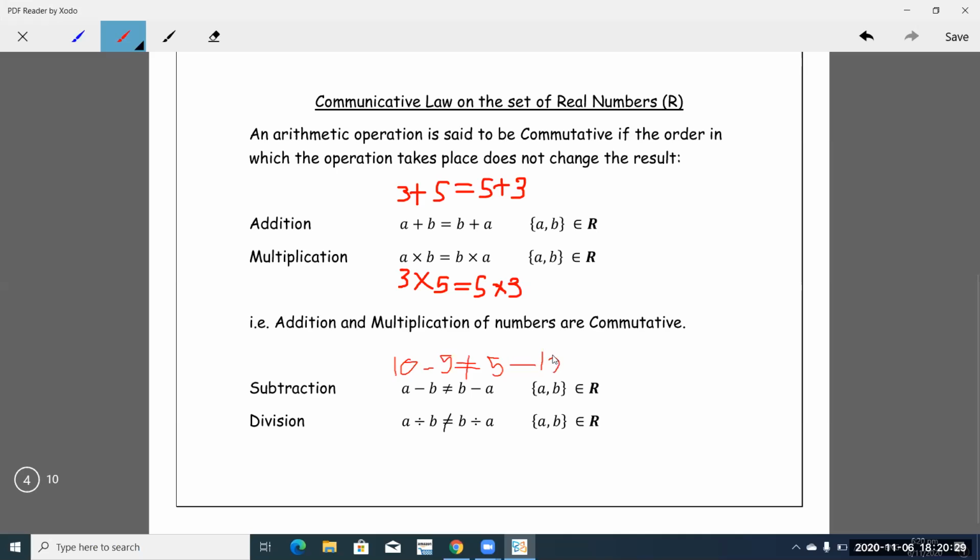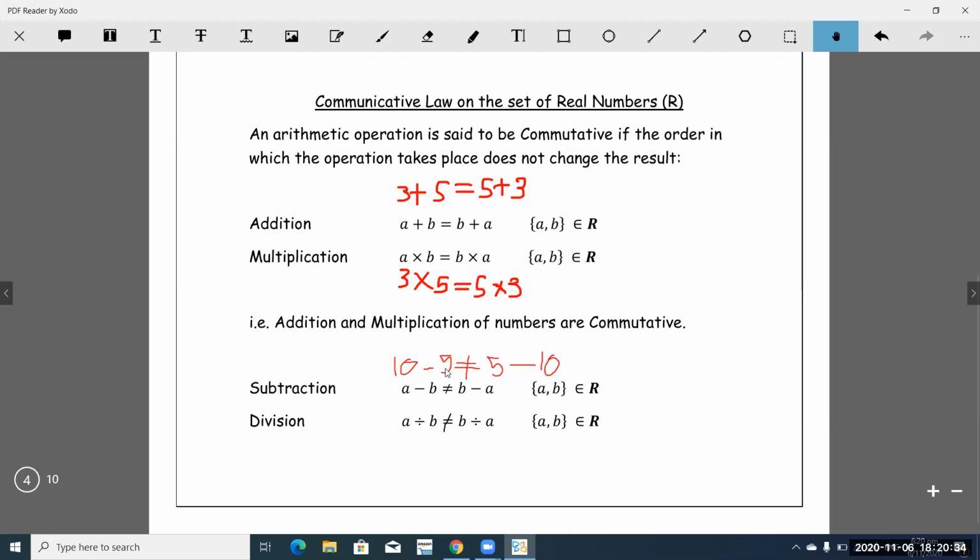Simple as that, all right? It's the same thing with division. 10 divided by 5 is 2. 5 divided by 10 is a half. So it's not commutative. Very good.